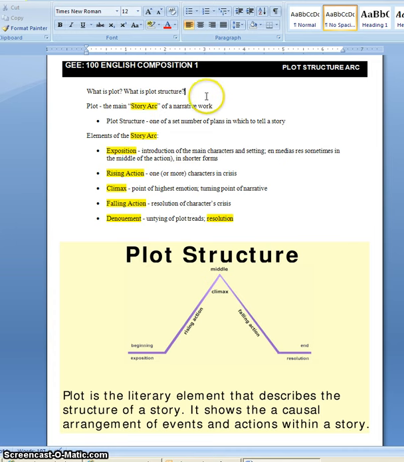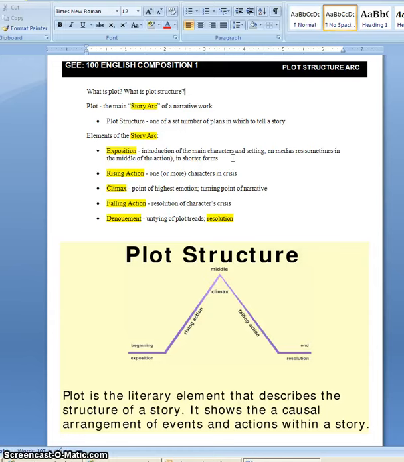What is plot? What is plot structure? Again, this is the main story arc of a narrative work. The structure is one of a set number of plans in which to tell a story. These are the 5 areas, just like the diagram we looked at at the bottom. The introductory paragraph is referred to as an exposition. In this paragraph, you are setting the scene. Anytime you're telling a story, even to a friend about a movie, you immediately tell that friend the why, where, how, who.